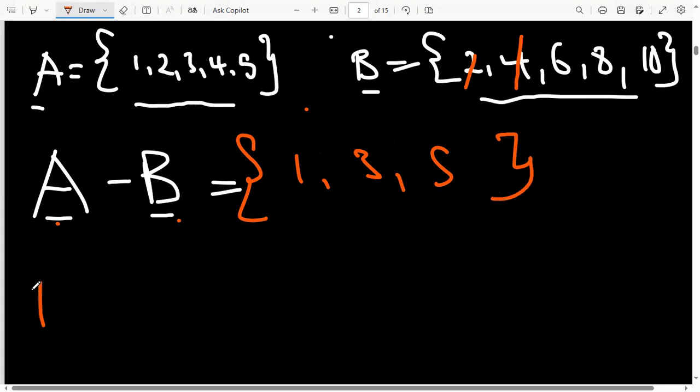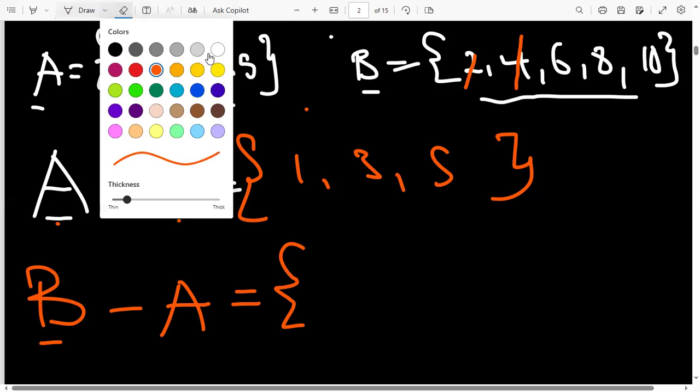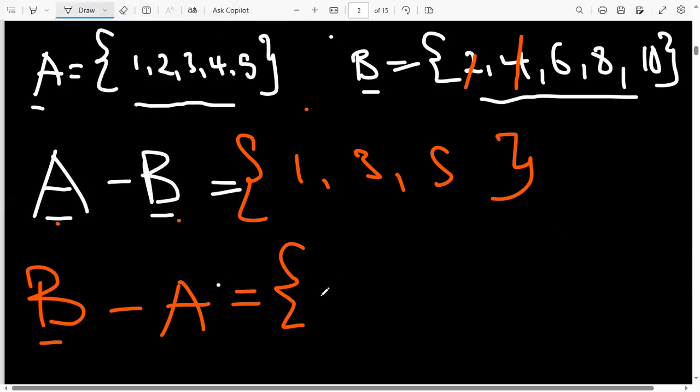And then B minus A, we're going to use the same approach. So it means here now, we are getting all the elements that are in B, but they are not in A. So we can use that approach that I used at first. I'm going to write out all the elements that are in B here. So I'll write 2, 4, 6, 8, and then 10.